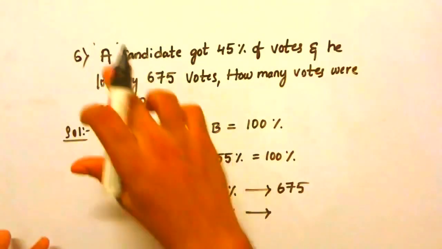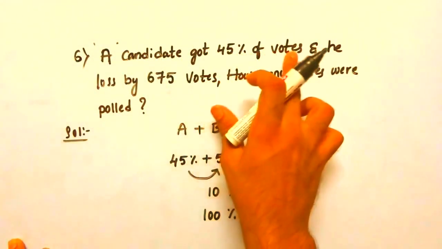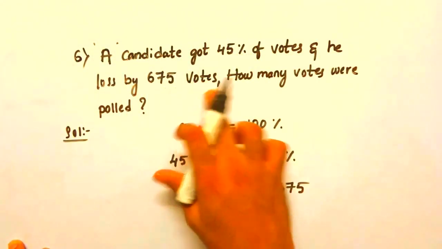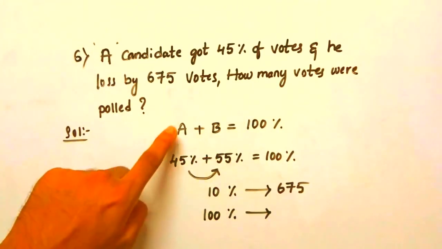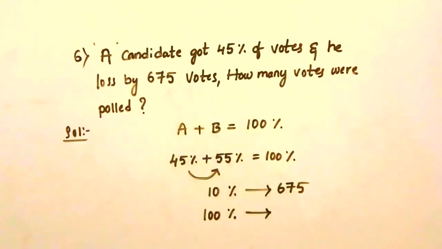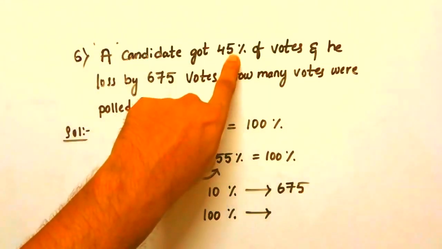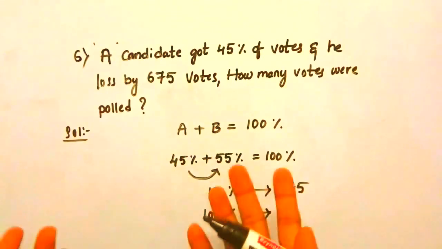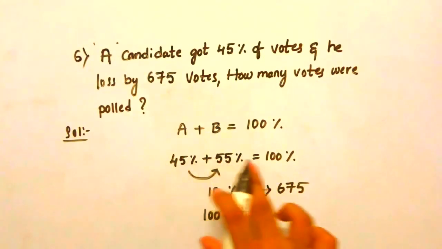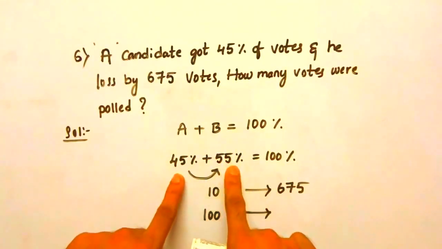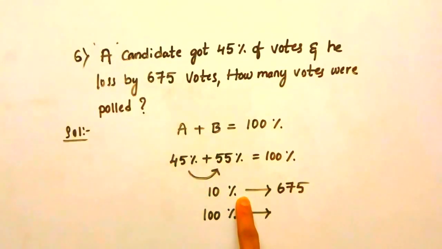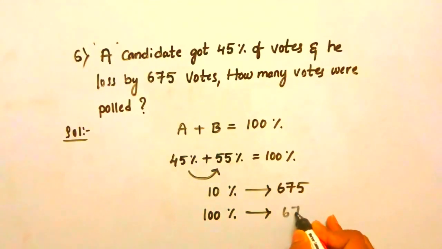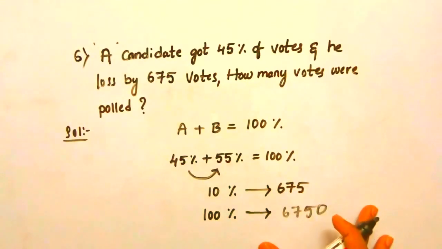Here the last problem. A candidate got 45% of votes and he loses by 675 votes. How many votes were polled? From the question I am representing this formula: A plus B equals 100%. Candidate A got 45% of votes, then the remaining balance is 55%, that together equals 100%. If you observe, there is a difference of 10%. That 10% is nothing but his loss. So 10% is 675. Then what about 100%? It is clear that it is 6,750.